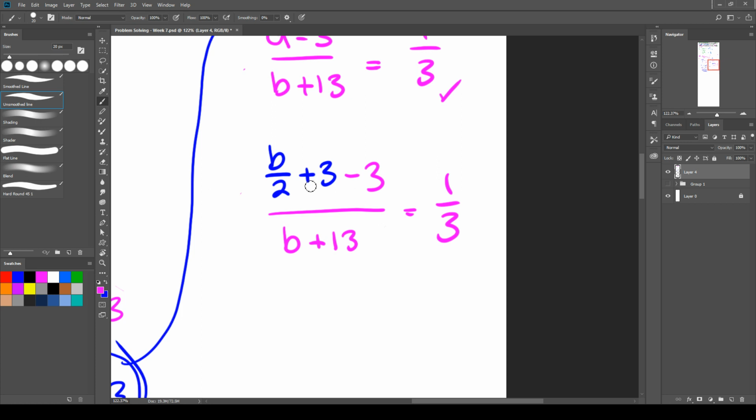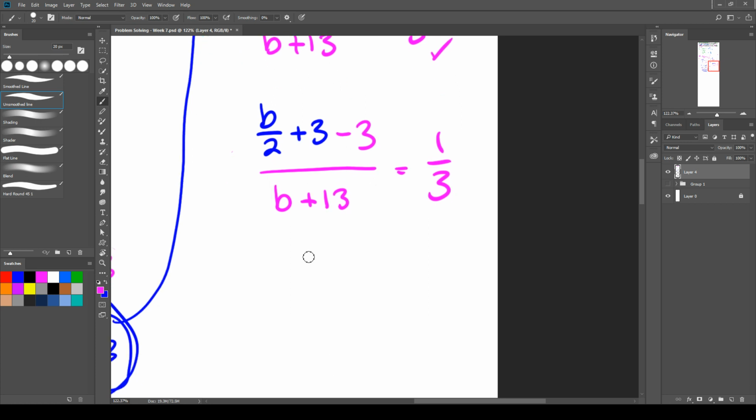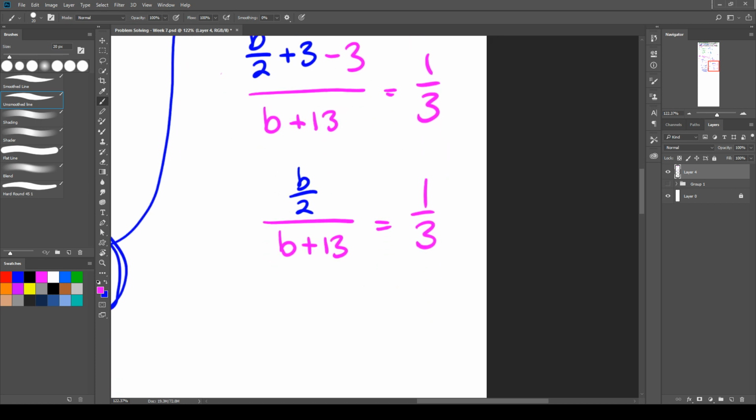Let's see where we can go from here. Well, plus 3 and take away 3, that just cancels, doesn't it? So I'm now going to have B over 2. Now I'm getting closer, so we're simplifying, we're cancelling out, we're gathering terms. Where can I go now? Well, I could get rid of this 3 by multiplying both sides by 3. So let's see if that helps me. So I'm going to times this by 3, and then times this by 3.